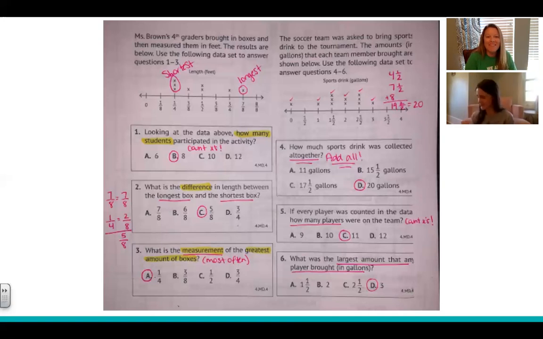All right, number 5, if every player was counted in the data, how many players were on the team? Again, that's just like that first one. I just have to count the X's, and even this guy that forgot his sports drink, he's still on the team. He just left his water bottle at home. So I still need to count him as a person in my data. When I count all the X's, my answer is C, 11.